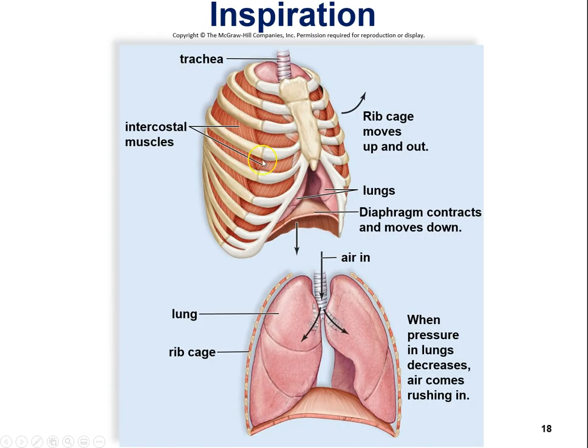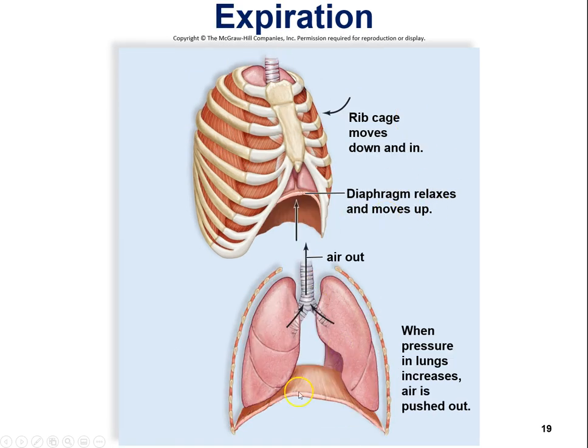All right. So this picture is showing you inspiration, okay? What's going to happen is that the diaphragm is going to contract. That's active, meaning motor neurons are stimulating this diaphragm to contract and move down. Okay, so on inhalation, the diaphragm contracts, moves down, and now you have increased space here. Okay. During expiration, the diaphragm relaxes and moves up, and again, there's less space and more pressure, and air is forced out of the lungs.